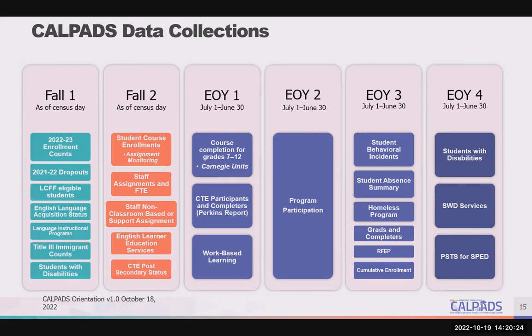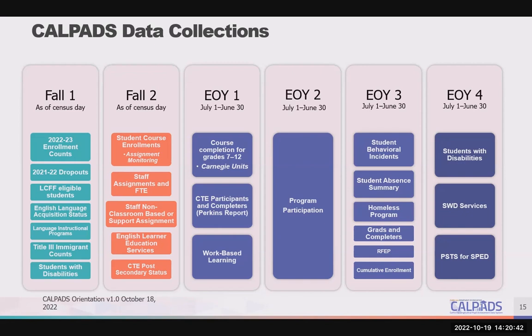At the end of the year, there are 4 data collections, which include data for the entire school year from July 1st through June 30th. The fall collections use a point in time to create aggregates, and the end of year collections use a reporting period that spans the entire school year.